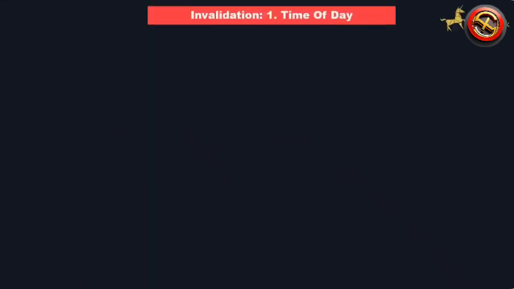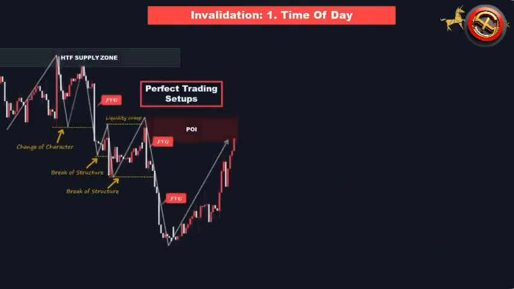The first and perhaps most critical factor to consider is the time of day. Imagine you've identified a flawless and perfect trading setup, one that aligns perfectly with your trading plan, offering an exceptionally high probability of success. The price is on the brink of reaching your highlighted point of interest, and you've set an appropriately small stop loss, creating an ideal trade opportunity.